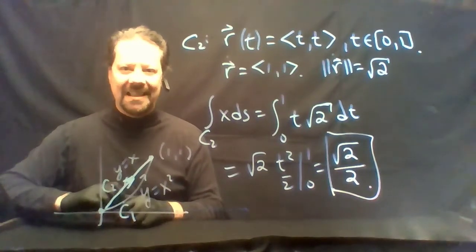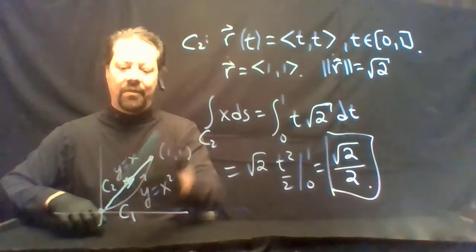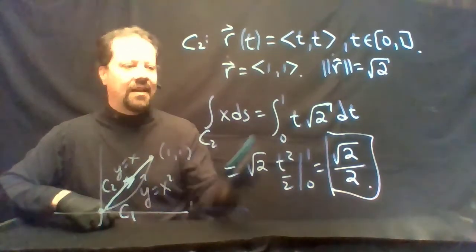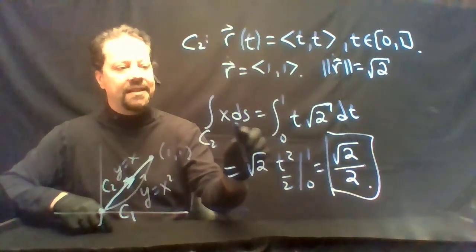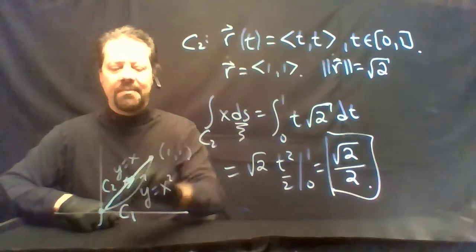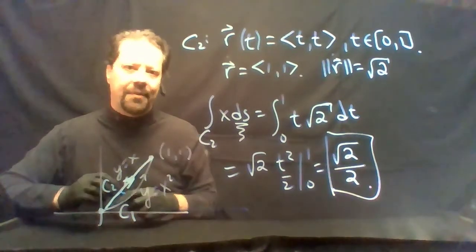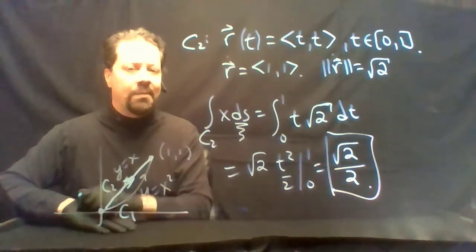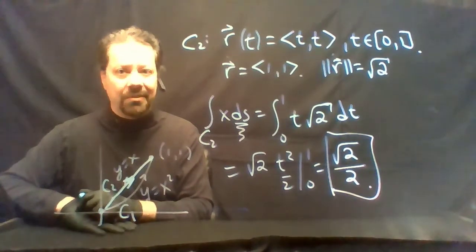It didn't make any difference parameterizing one way versus the other. As long as the infinitesimal is the element of arc length, it doesn't matter what direction we parameterize the curve on. It will make a difference in other sorts of line integrals that we are about to encounter.